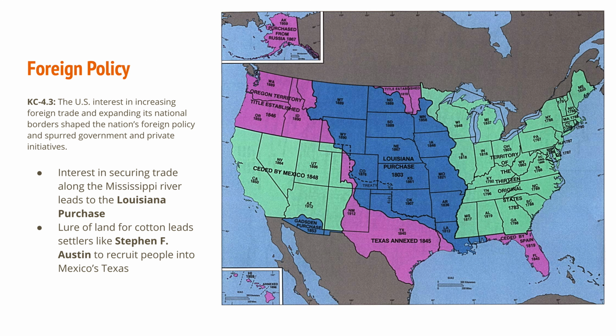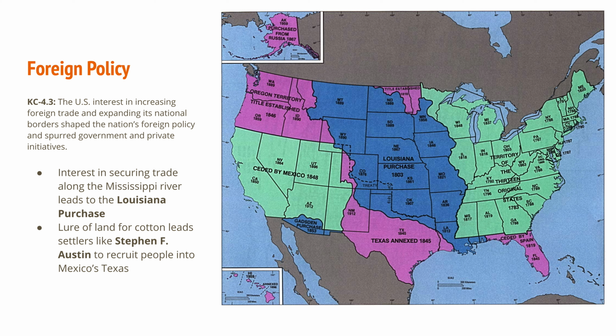For foreign policy, the U.S. interest in increasing foreign trade and expanding its national borders shaped the nation's foreign policy and spurred government and private initiatives. So we talked about the Louisiana Purchase, how Thomas Jefferson wanted to have access to the city of New Orleans and wanted to have the trade along the Mississippi be uninterrupted by foreign powers. And so therefore he made the offer to Napoleon to buy that land and that part of the river for $10 million. Napoleon came back to him and said, I'll give you all of it for 15 million. And so they took the deal right away.